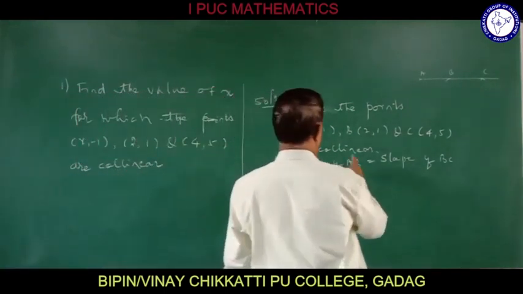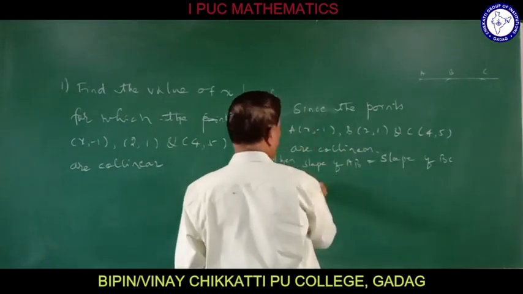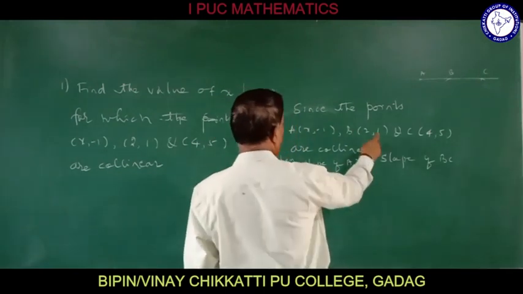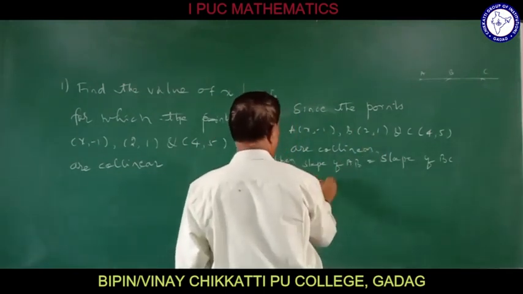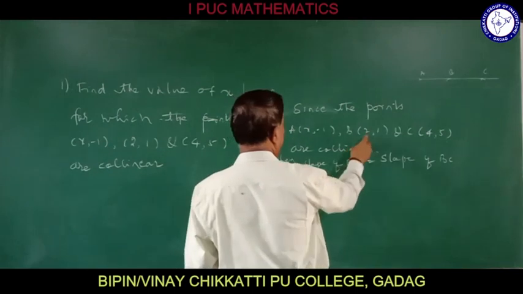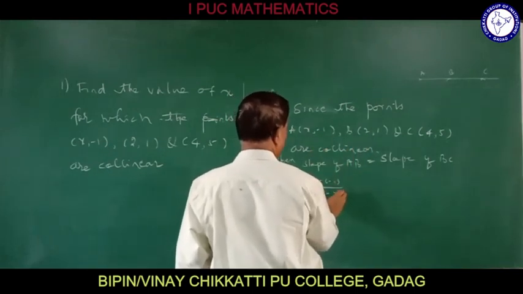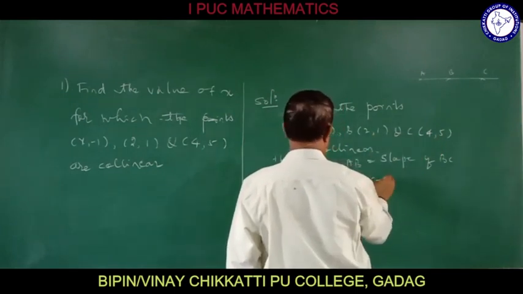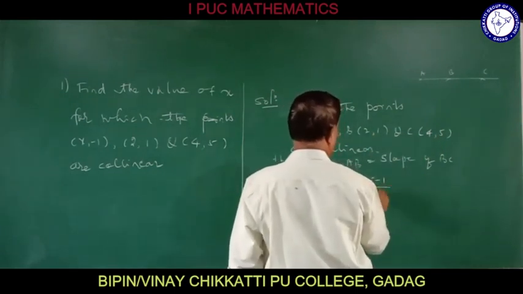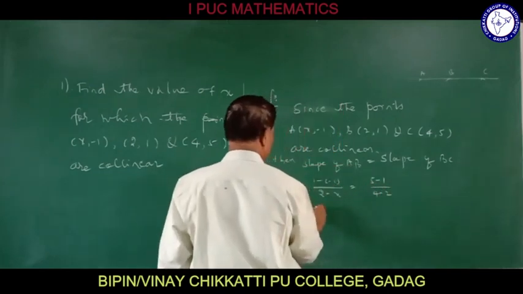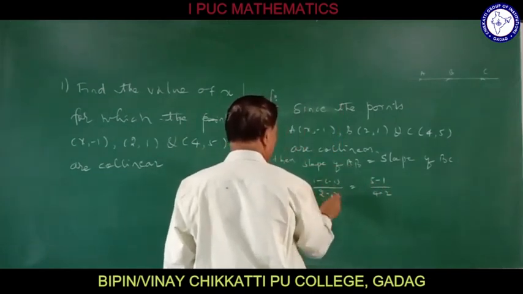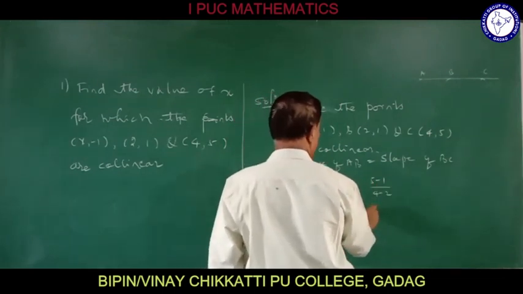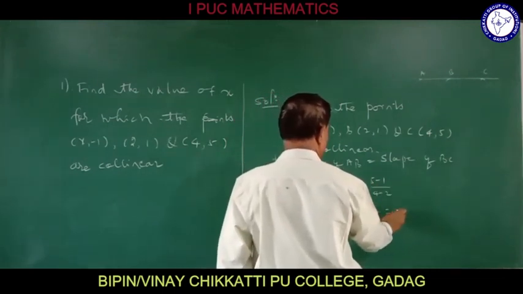Slope of AB, A is here. What is the formula? y2 minus y1 divided by x2 minus x1. So 1 minus of minus 1 divided by x2 minus x1, 2 minus x. Similarly BC, 5 minus 1 divided by 4 minus 2. So this is 1 plus 1 is 2 divided by 2 minus x. This is 4, this is 2, and this is equal to 2.